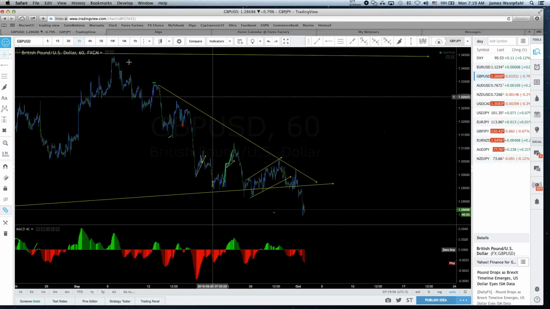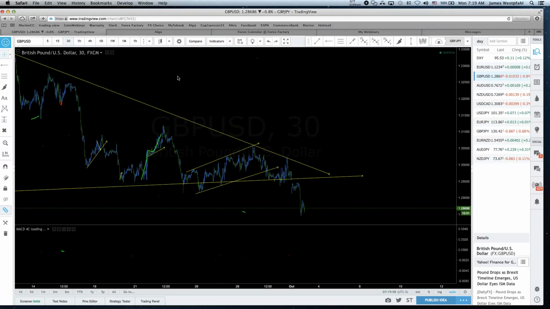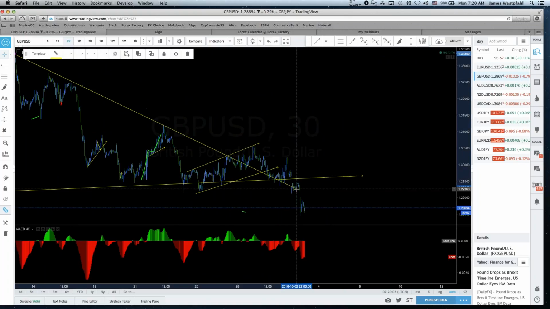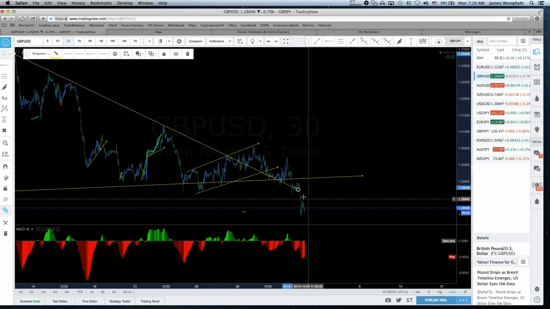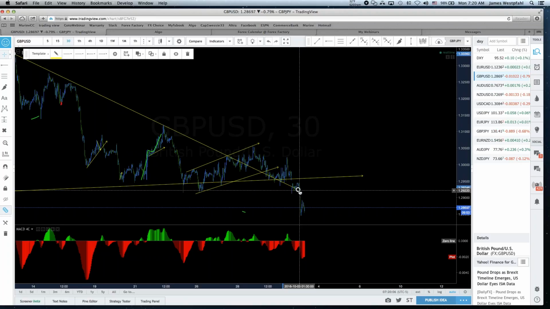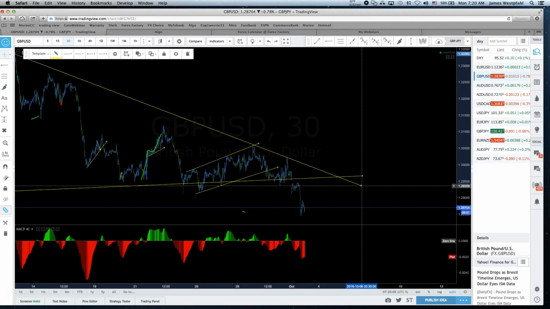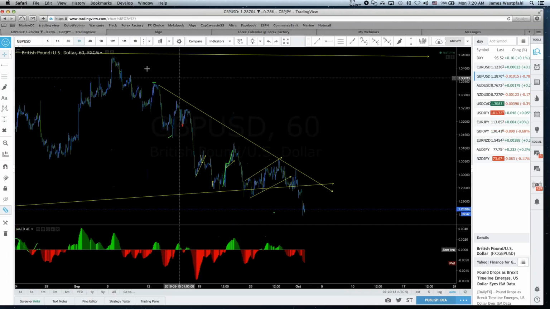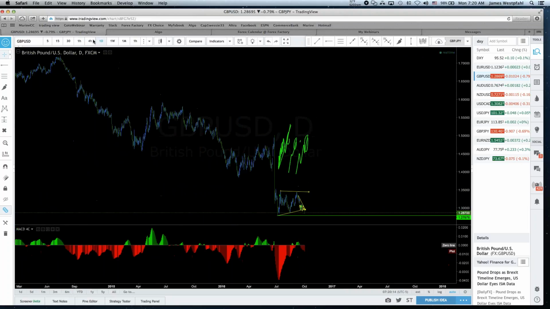Pound dollar. So pound dollar did break. So our trend line moved from here. When this broke this low, our trend line moved up here. Let's go back to the bigger time frame. Not that big.